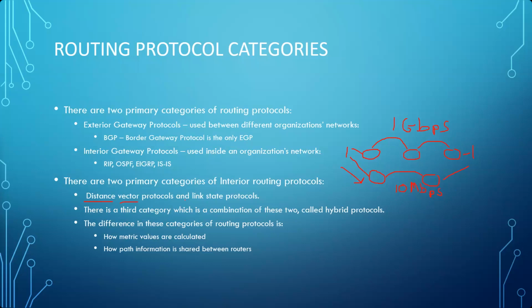Now, the other category is link state. And link state is a lot smarter, okay? But link state came a little later. The link state protocols are OSPF and Intermediate System to Intermediate System. These two routing protocols will look at the speed instead of the number of hops. But they also, luckily enough for us, are smart enough to make recalculations.